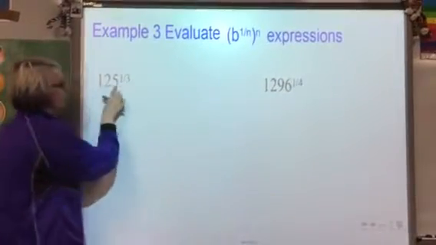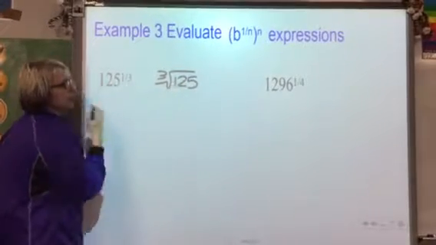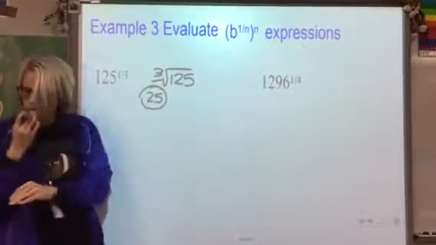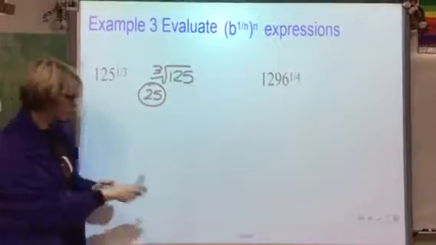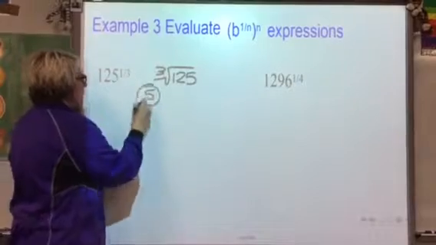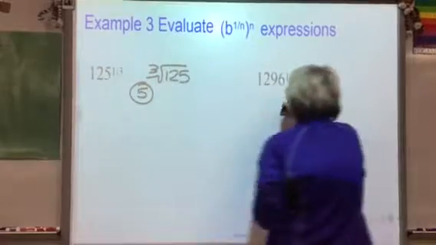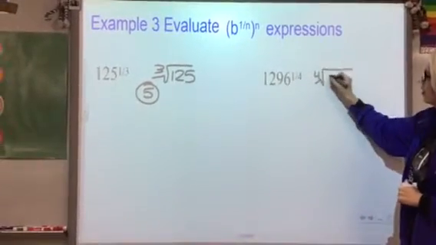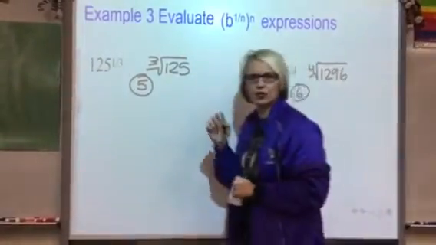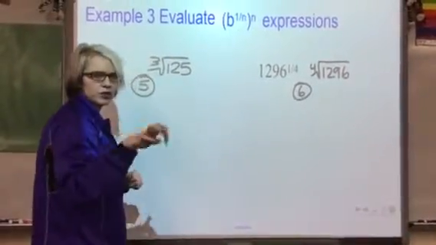So how about 125 to the 1/3? That would be the cubed root of 125. Try that on your calculator and see what you get. I believe you get 25. No, it's 5, sorry. Type that into my calculator here. And then 1,296 to the 1/4. What you're going to do is the 4th root of 1,296. If you type that into your calculator, I believe you get 6. So try that and see what you get. Go ahead and try the examples that I give you in the notes. Make sure you have your calculator handy.